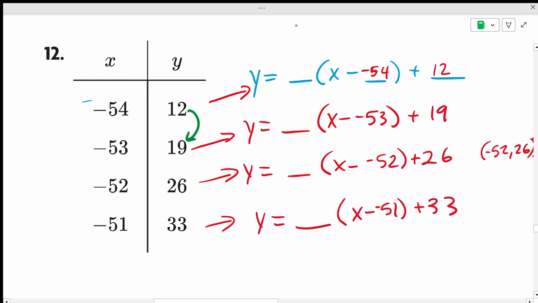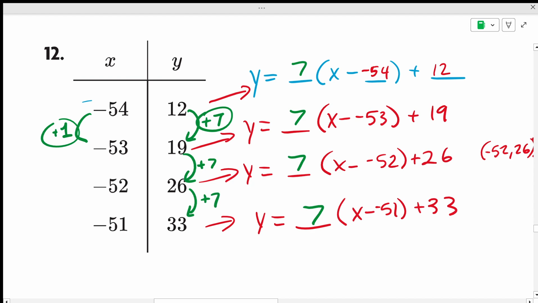From 12 to 19, it went up by 7. Okay? Now we got to check one more thing. How did that change? Well, that one changed by 1. Okay? As long as this changes by 1, that's going to be your slope. 7, 7, 7, and 7. Because all of these have the same slope. So 7 for all of them.